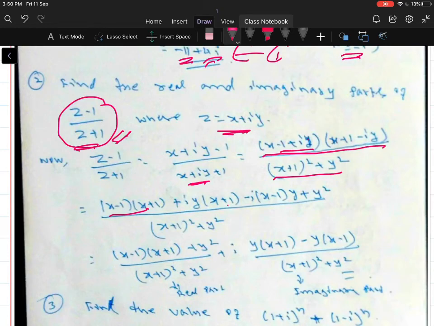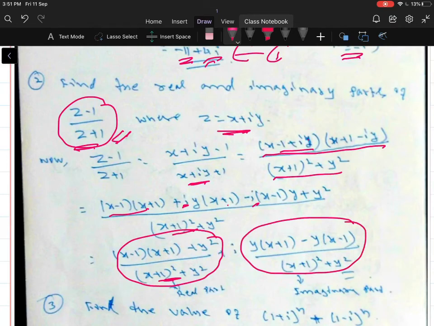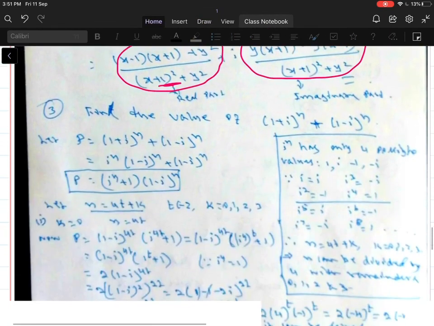Now let us separate the real and imaginary parts. (x minus 1) into (x plus 1) plus y square, divided by the denominator, plus i is common, y into (x plus 1) minus (x minus 1) into y, divided by the denominator. So this is the real part and this is the imaginary part of this complex number.